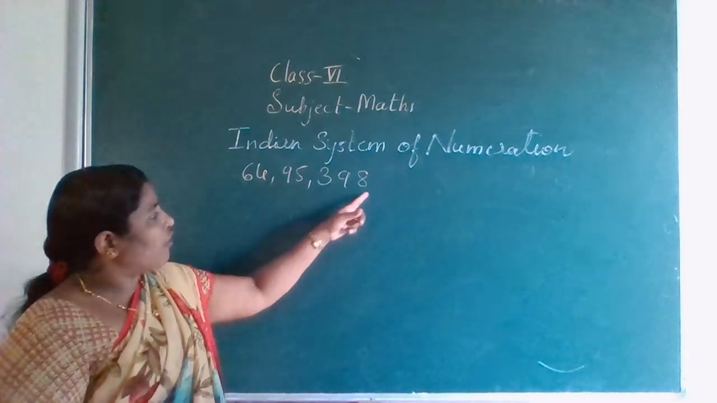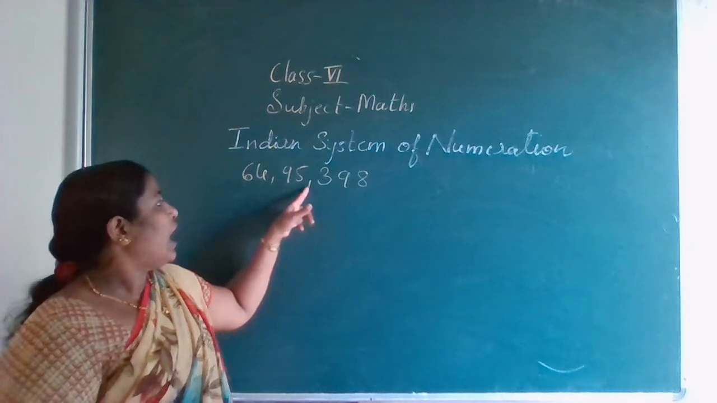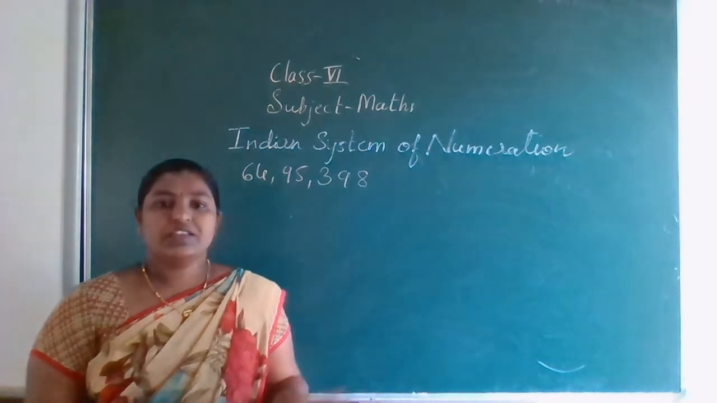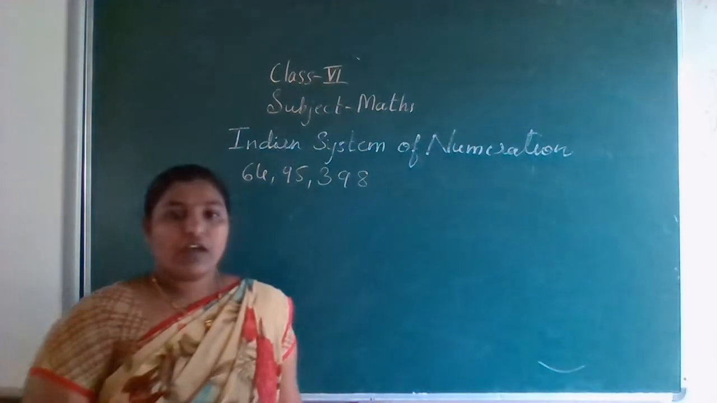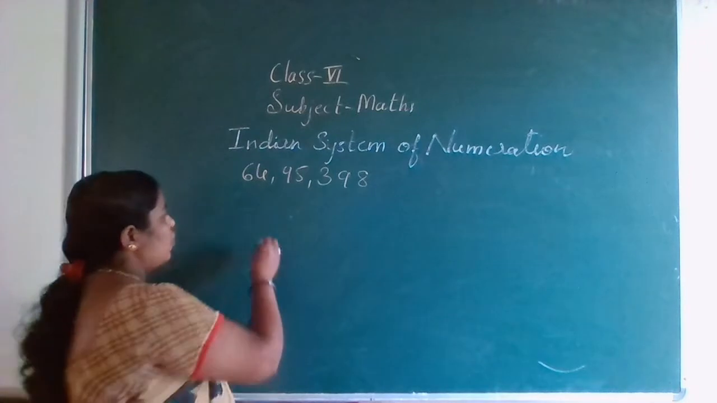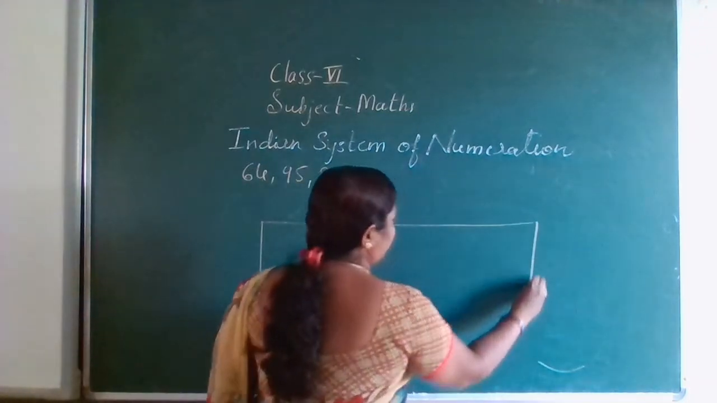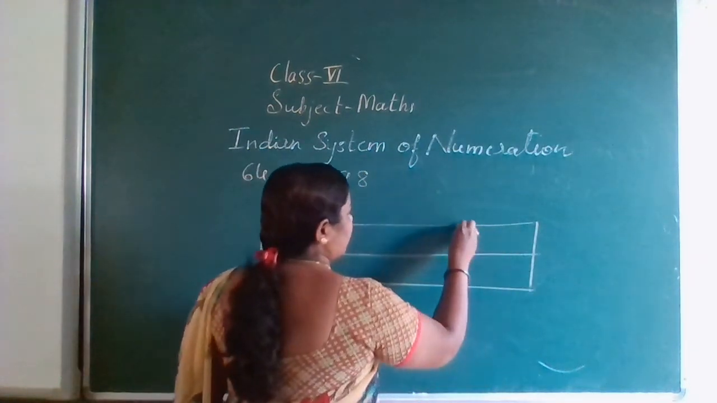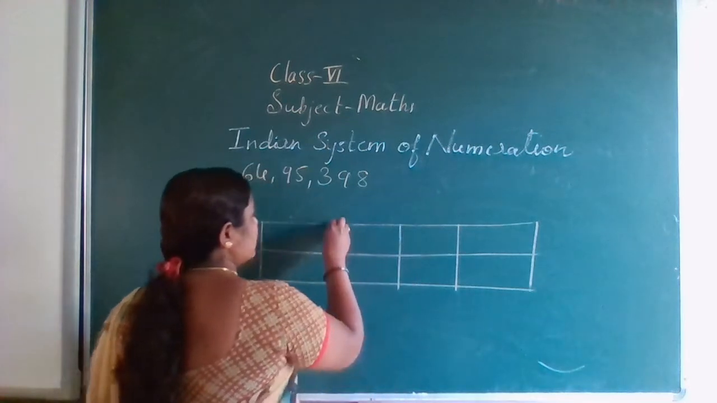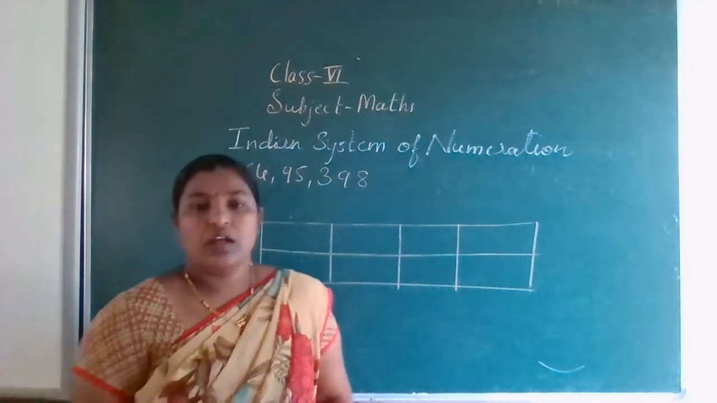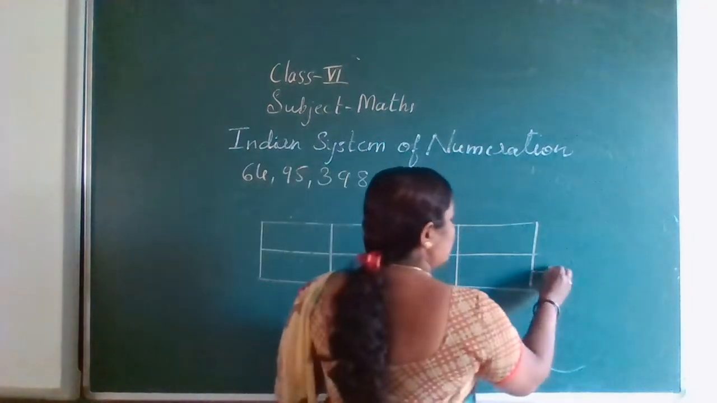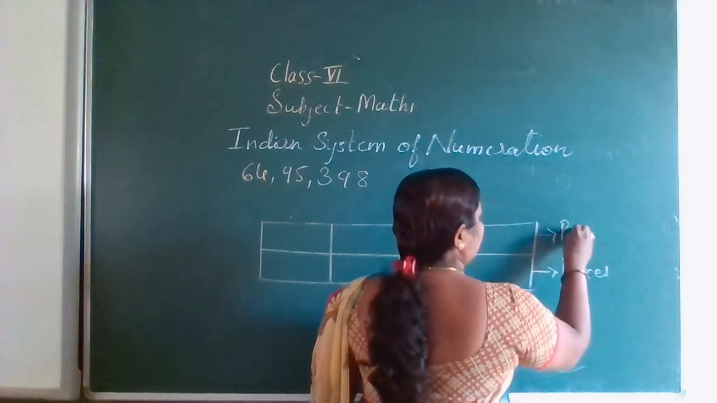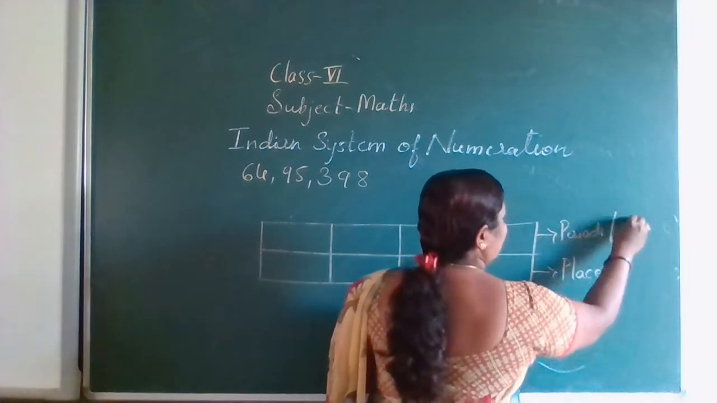Why should we give one comma after 3 digits and then another comma after 2 digits like this? Why should we give this? There is a reason behind it, and we will discuss why. In the Indian system of numeration, as I explained already, there are some periods and some places. These are the places. These are the periods or groups.